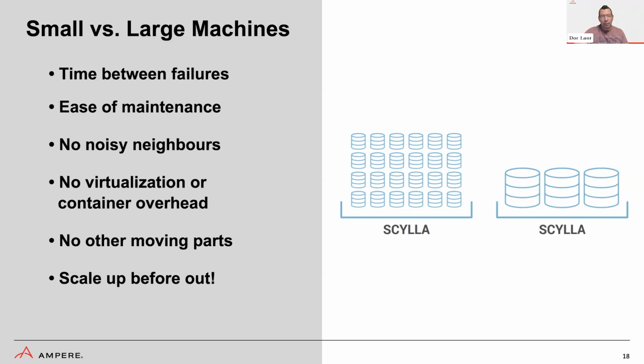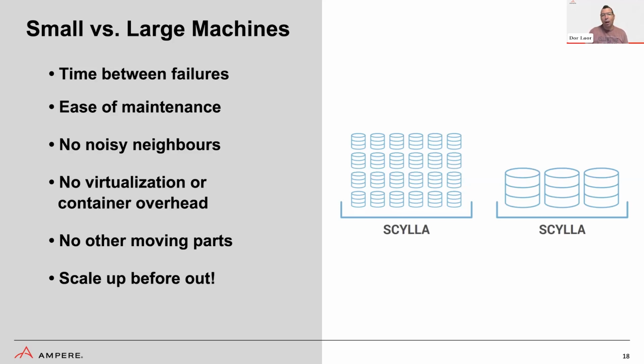Even if you have the same number of cores in a few large machines versus spread across many smaller machines, it's better to use the bigger machines. If your MTBF is fixed, let's say once a year, then with fewer machines you get fewer failures. Maintenance is easier because you need to do a rolling restart in an upgrade, so just rolling restart 3 machines instead of 30. No noisy neighbors because you own the entire machine, no virtualization overhead, and just fewer moving parts.